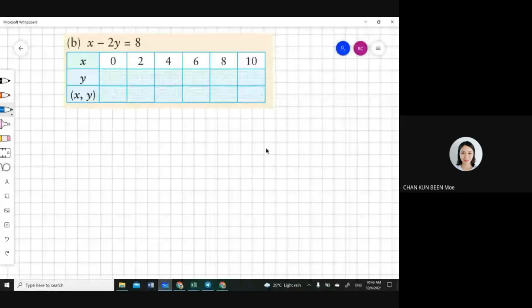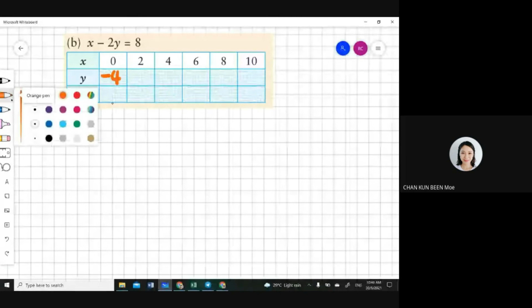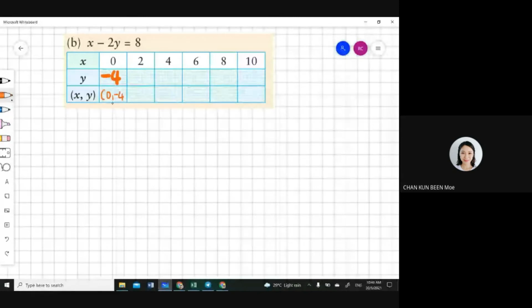So now, she got negative 4 over here. So I'm just going to write down the answer, negative 4. And then the ordered pair will be 0, negative 4. Okay, now we are going to try out 2. So I give you some examples. I'm going to give you 2 more examples. Later on, you are going to tell me what is the value over here. Okay. Just now, I gave 2 to Yusuf, right? Yusuf, have you calculated the answer for this one?